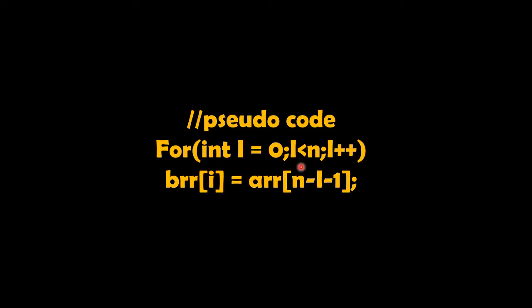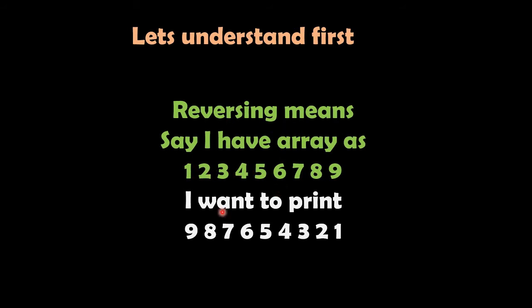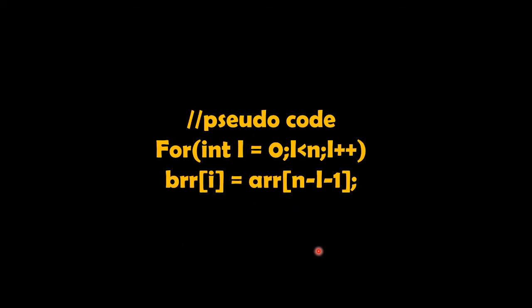So here is the pseudocode in which I have been using the for loop. We are going to perform this task by using the for loop. Inside the for loop, we have two arrays, one is BRR and one is ARR. Suppose the initial array is ARR, in which I have stored values 1 2 3 4 5 6 7 8 9. In the next array, BRR, I am going to store the reverse of ARR, which is 987654321.